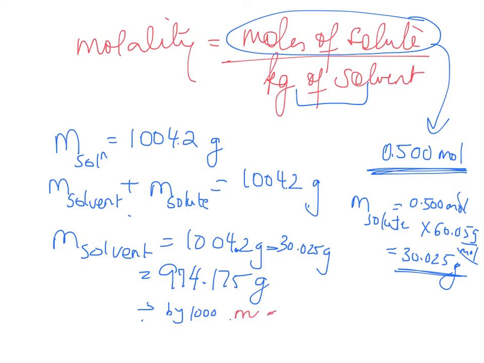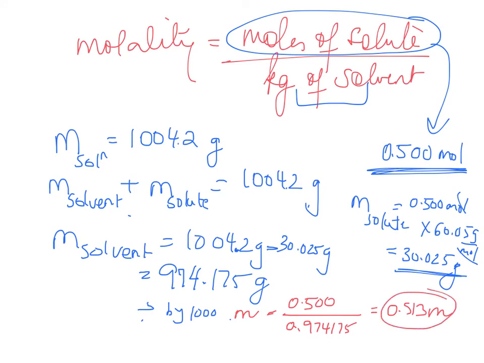So plugging that value in, we would have molality as 0.500 divided by 0.974175, and let's see what the number comes out to be. Looks like it's going to be 0.513 moles per kilogram.